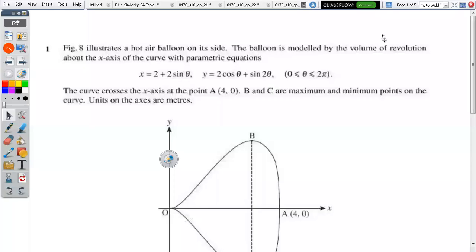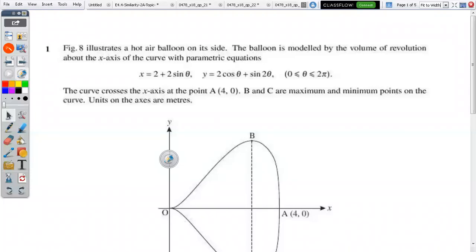Okay, you are given that Fig 8 shows a hot air balloon. On each side, the balloon is modeled by the volume of revolution, which I'm sure you haven't done, so we'll skip that. Now find the volume about the x-axis. Then you're given that x is equal to that and y is equal to that. Are we together?